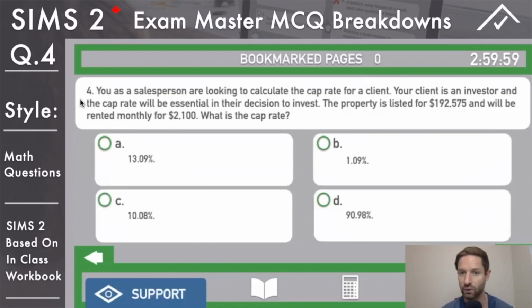The property is listed for $192,575 and will be rented monthly for $2,100. What is the cap rate?